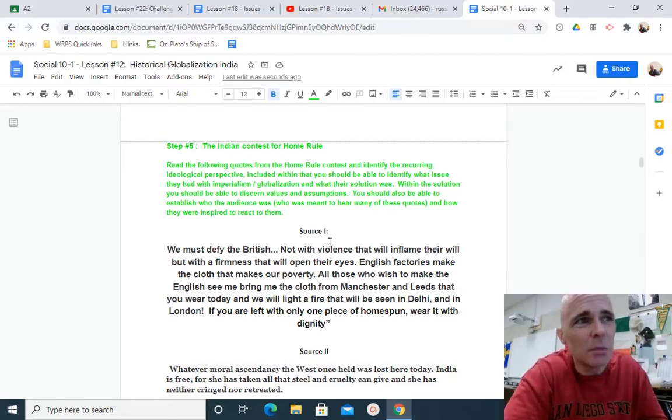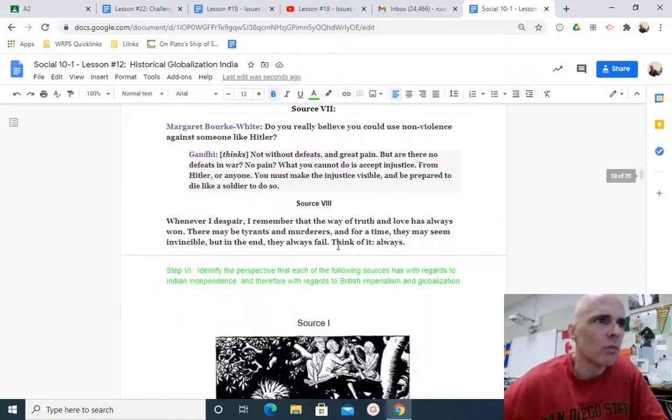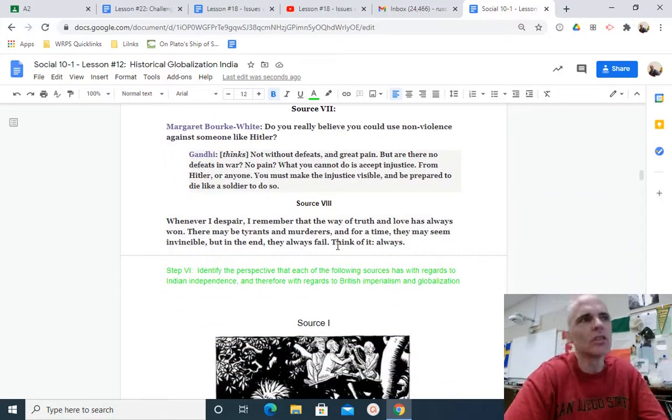This is who Gandhi's speaking to. And this is what he wants them to do. This is the intended response. This is the reaction he wants them to have. So look through these quotes and see if you can come up with some answers to that with regards to the home rule thing. If there's a couple of quotes you don't understand, you can always ask questions during our Hangouts.